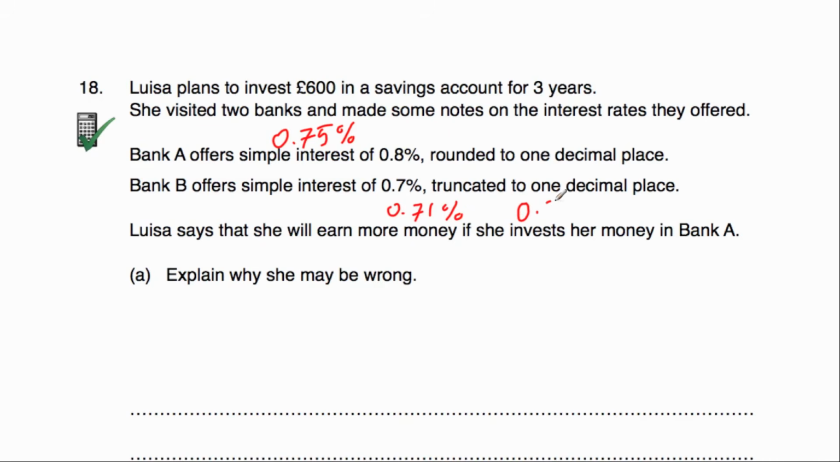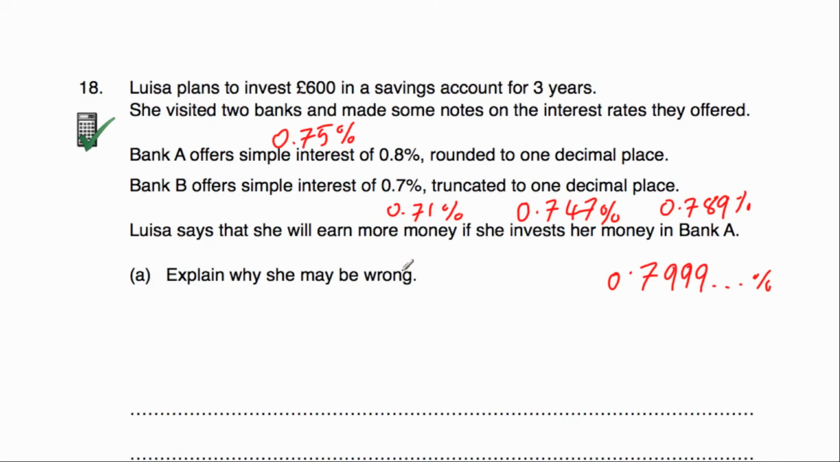It could have been 0.747%. It could have been 0.789%. It could have been anything as high as 0.7999 and so on %, because what truncated means is that anything after the 7 is just being ignored. Now if we have a look at these numbers here, we could see that for Bank A, the interest rate could be as low as 0.75, whereas Bank B could be up to but not including 0.8%, so anything that has a 0.7, so it could be 0.7999 and so on.